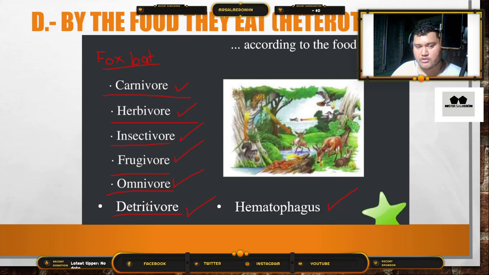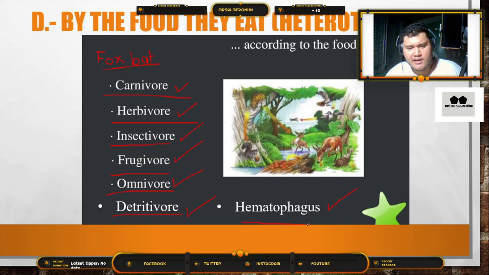So detritivores are nasty for some people, but they are extremely important. Without the job of the detritivores, we would have in our world a lot of dead bodies. So they are very important.